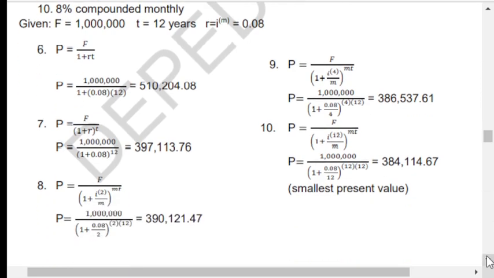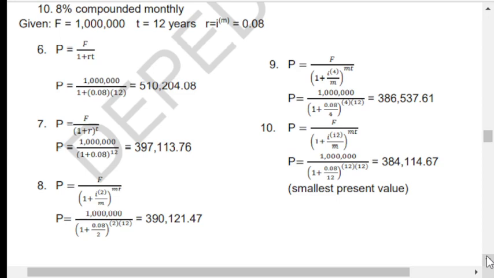Okay, number 8. Number 8 is compounded semi-annually, therefore, you divide the 0.08 by 2, then multiply the 12 by 2. So this would be 1 plus 0.08 over 2, exponent 24 because it's 2 times 12. So the answer is 319,121.47.